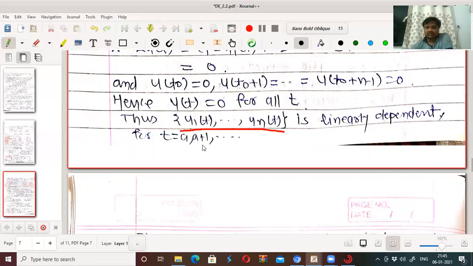So in both ways you proved it. If the set is linearly independent, then you proved W(t) is not equal to 0 for all values of t, that is, the Casoratian is non-zero. And in the other way, if the Casoratian is equal to 0, then we proved that the set is linearly dependent. In both ways, we proved it.